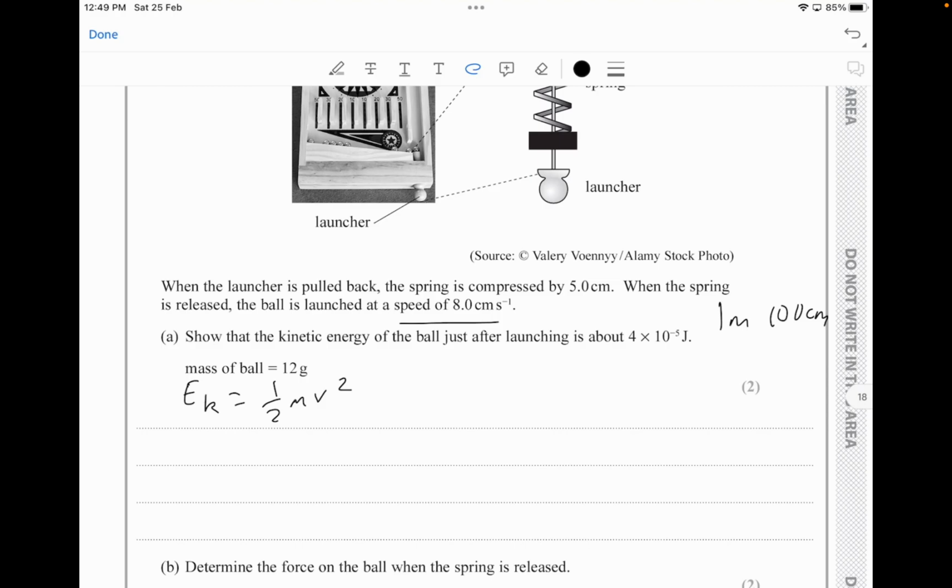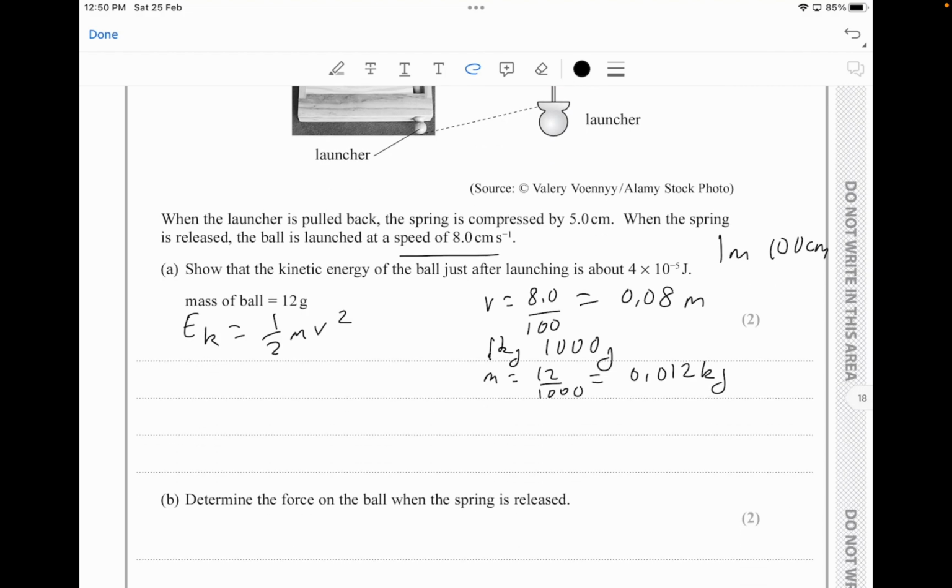In order to do that, we first convert the speed. The velocity is 8.0 centimeters per second, and since it's centimeters, we divide by 100. So 8 divided by 100 gives us 0.08 meters per second. The mass is 1 kilogram equivalent to 1,000 grams, so the mass of the ball, which is 12 grams, is 12 divided by 1,000, which gives us 0.012 kilograms.